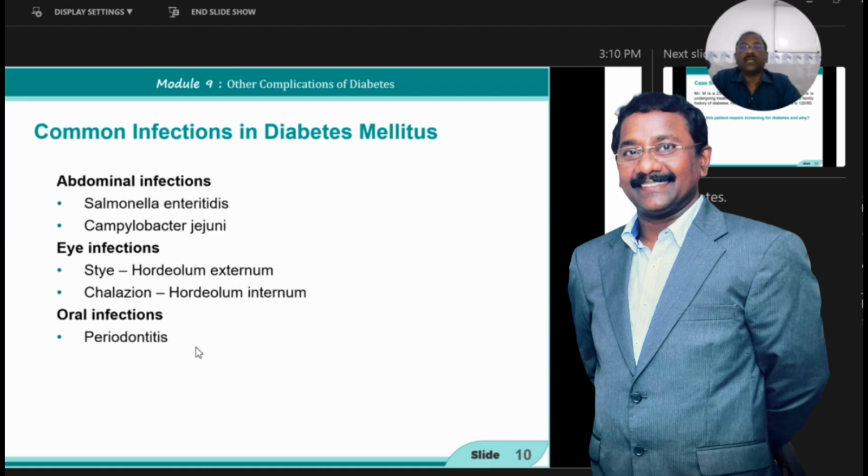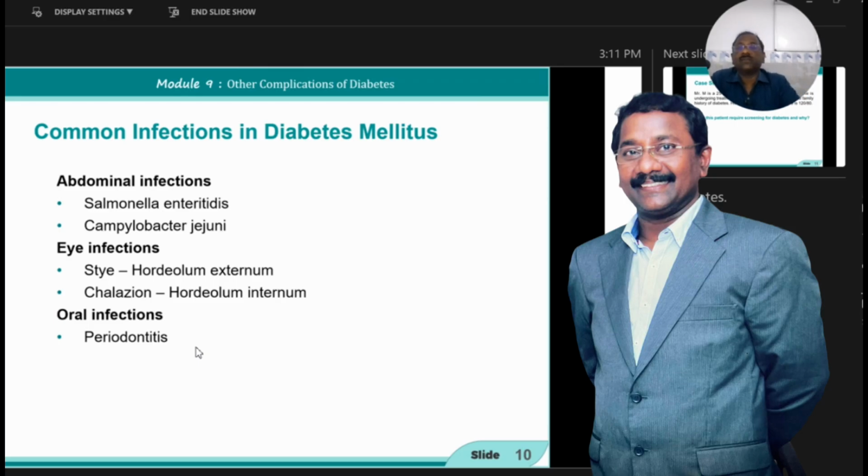Abdominal infections like Salmonella enteritis. What are all the organisms in the abdomen, like Shigella, Salmonella, Enterobacteriaceae, or Campylobacter jejuni? They will multiply in the presence of uncontrolled diabetes. They will have nausea, vomiting, abdominal cramps, loose motions, and dehydration. So one should be very careful about these abdominal infections and treat accordingly.